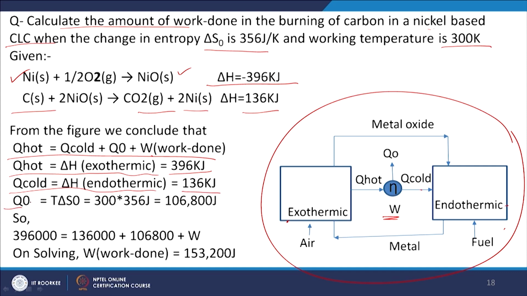T and del S values are given, and T value is given. So, you can calculate the QO, that is T del S, that is equal to this one. So, this joule we are getting. So, we have the relationship, that is Q hot is equal to Q cold plus QO plus W, and by rearranging, W is equal to this much. So, now we are able to find out the work done during this process.